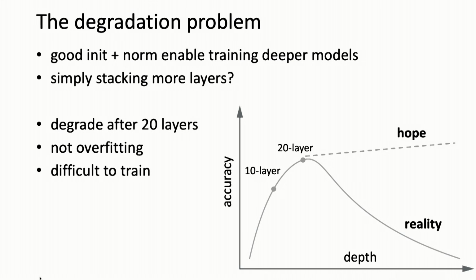In practice, it turns out that the models will degrade very quickly after 20 layers. And this degradation is not because of overfitting. That is to say, the deeper models not only have worse validation accuracy, they also have worse training accuracy in practice. So it turns out that these deeper neural networks are just more difficult to train. And this is counterintuitive.